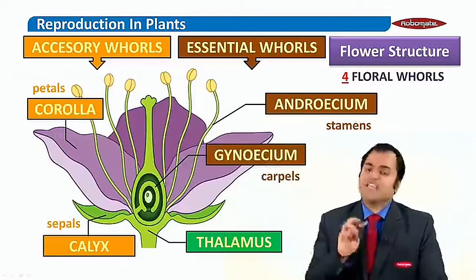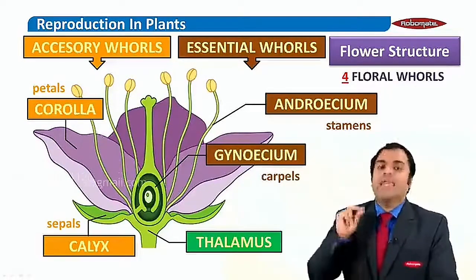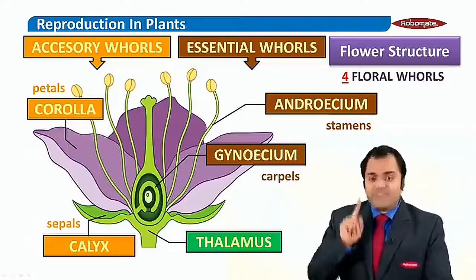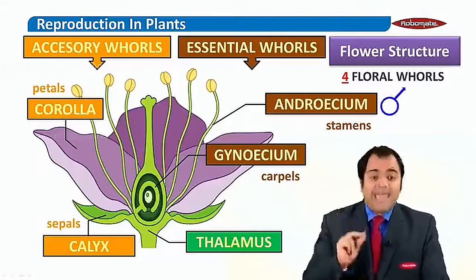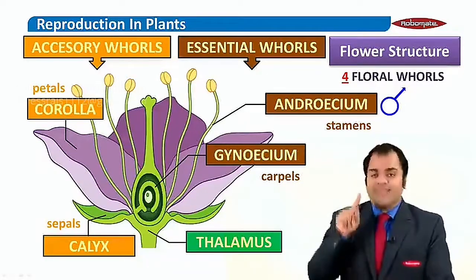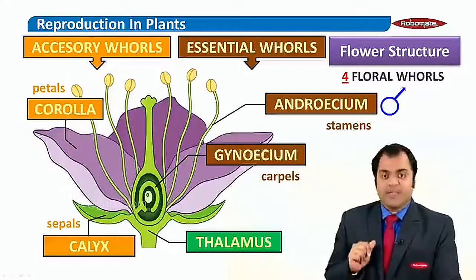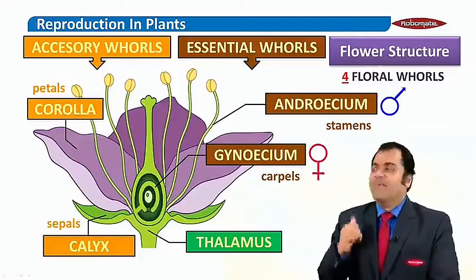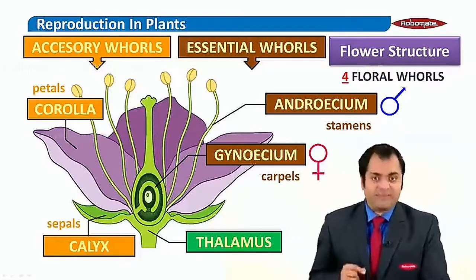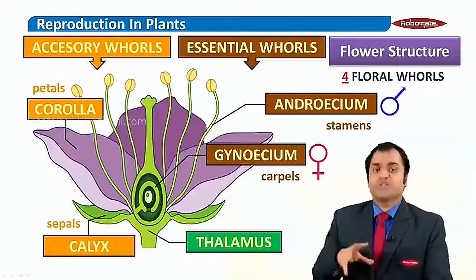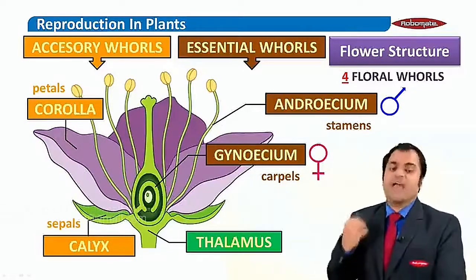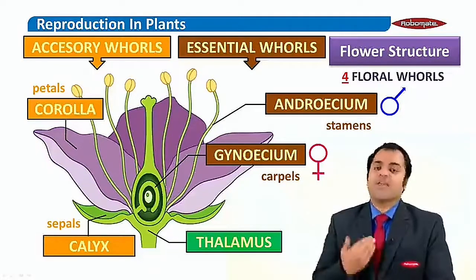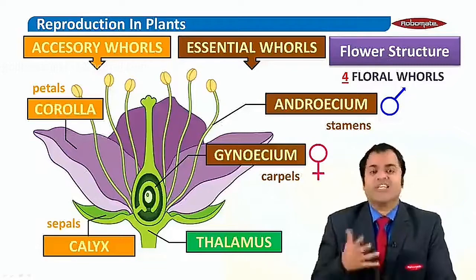Now here for sexual reproduction, we are interested only in the essential whorls. Is that okay? More. The androecium is also called as the male reproductive whorl, and that's why I've shown the symbol of a male there. While the gynoecium is also called as the female reproductive whorl, and that is why I've shown you the symbol of a female here. Is it okay? In the future modules, we'll be discussing more about the androecium and the gynoecium because these are the male and the female reproductive whorls that are involved in the process of sexual reproduction in flowering plants.